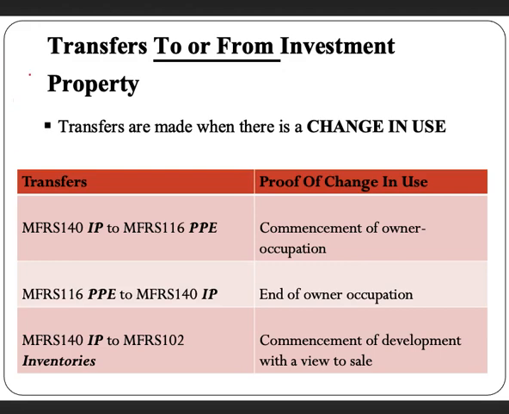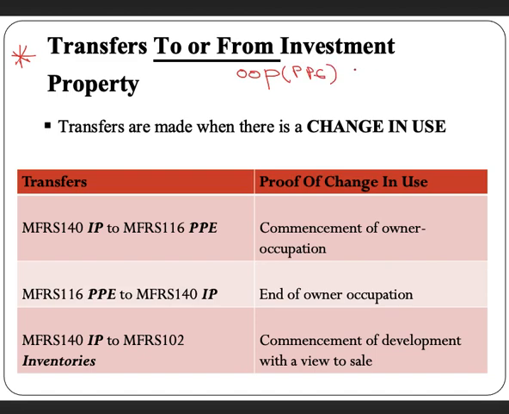Okay, this is what you have to understand about this part. This is a transfer to or from IP. Your main concern should be that originally the property is used for the office business. It is owner occupied property. Okay, in other words, it is PPE.